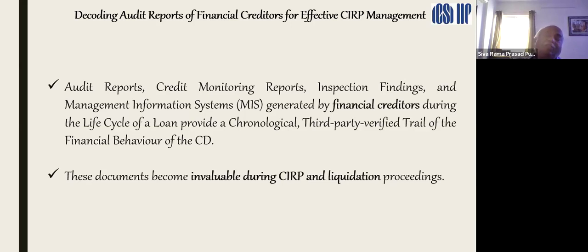Once the company has taken a loan from the bank, every year on account of sales increasing, we increase the limits, and if he is borrowing from other banks, that information we also get. All these things are held by the creditor during the life cycle of the loan, providing a chronological, third party verified trail of the financial behavior of the corporate debtor. Once you go through those different files and scan them, you go to the financial creditor, that is, the bank or financial institution.